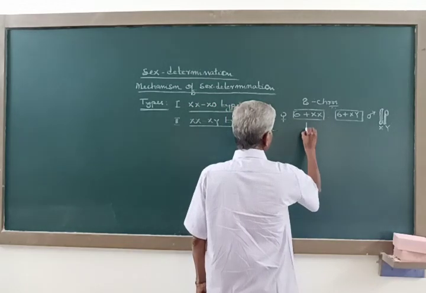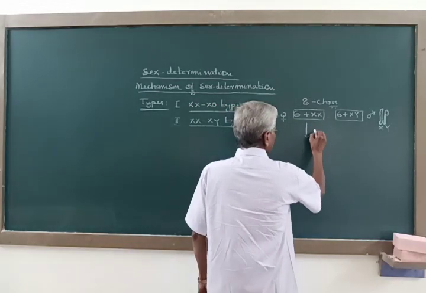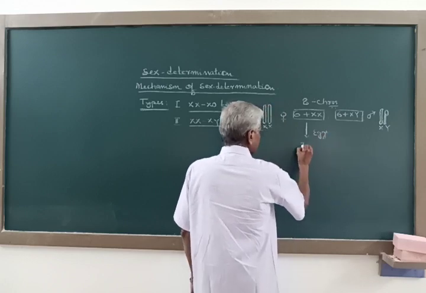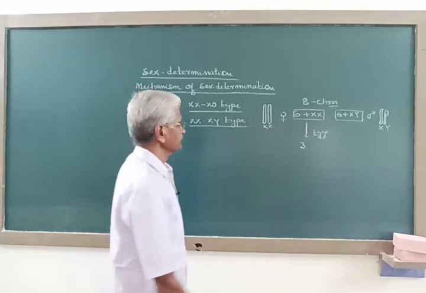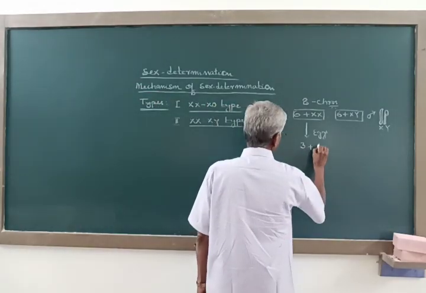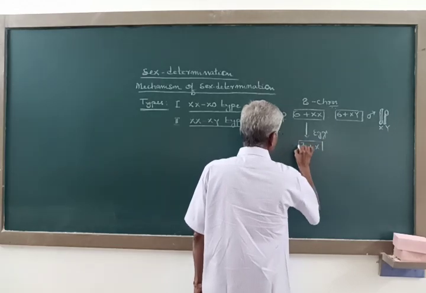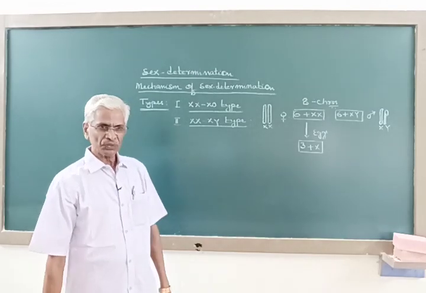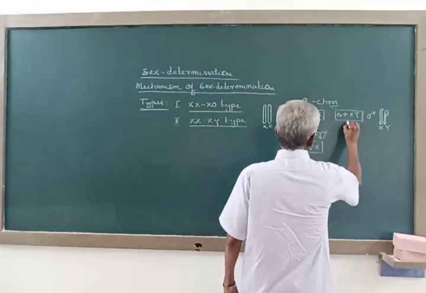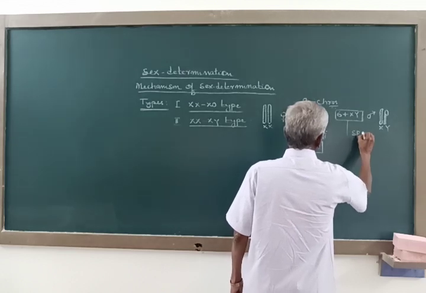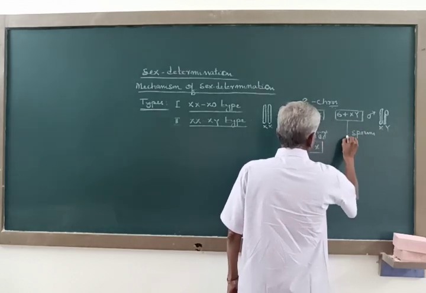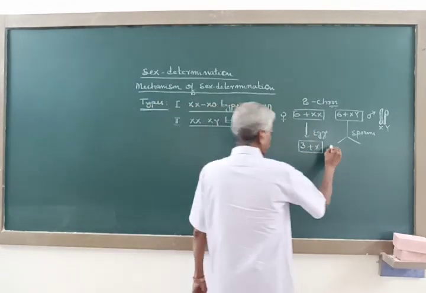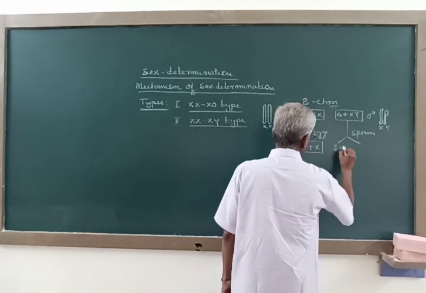Now this female Drosophila produces eggs, and these eggs carry out of 6 autosomes 3 and out of 2 X chromosomes 1. So here the eggs will have half the number of chromosomes, that is 4. The male produces male gametes, namely sperms. Now the sperms produced are of 2 types. Half of the sperms will carry 3 autosomes and 1 X chromosome.